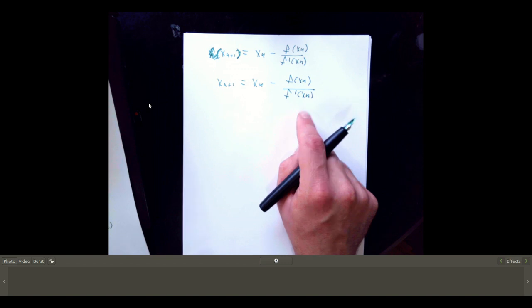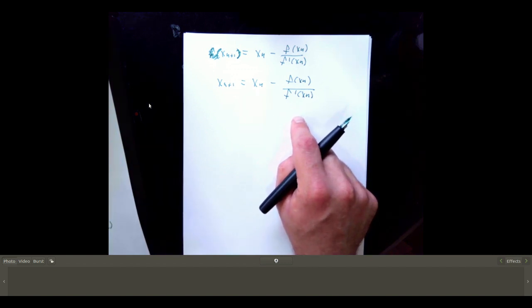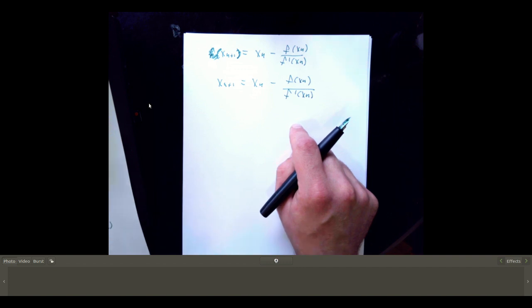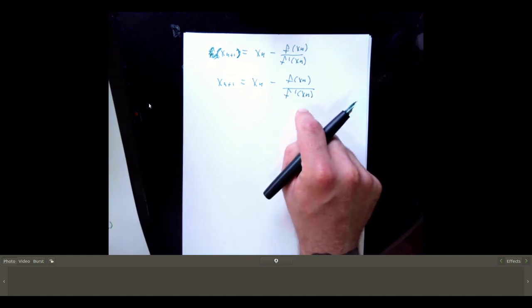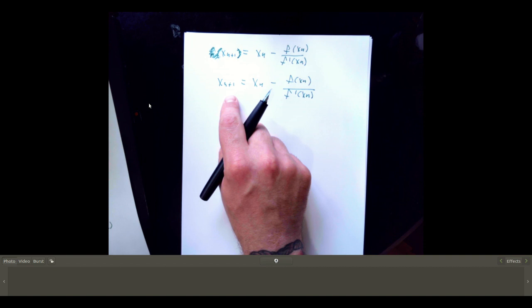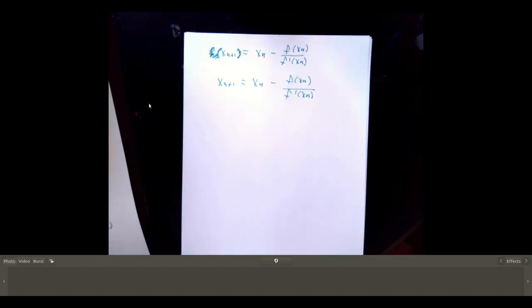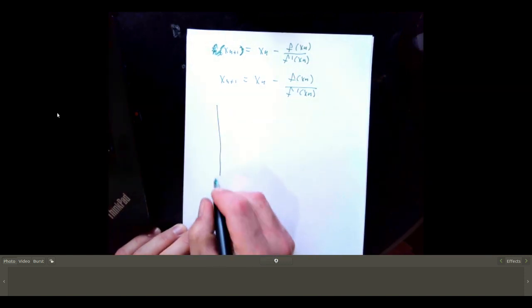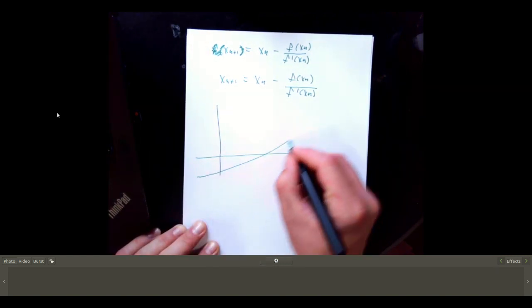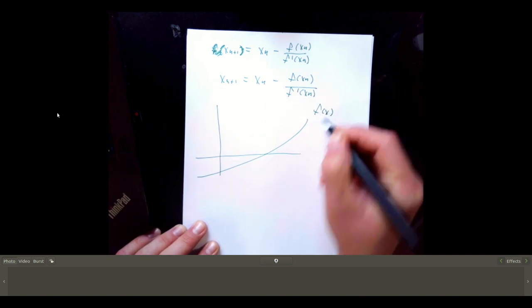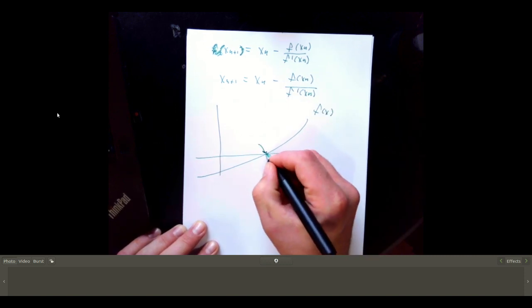This is convenient because this is very simple to program a computer to do. You need a little for loop. You'll have to have some condition on when to stop, but this is a nice, simple thing to program a computer to do.